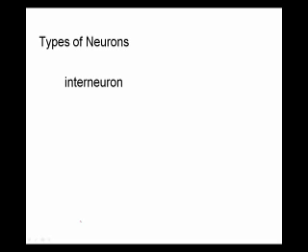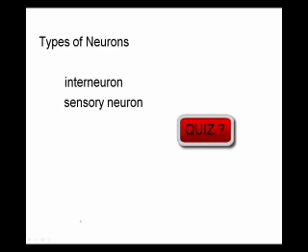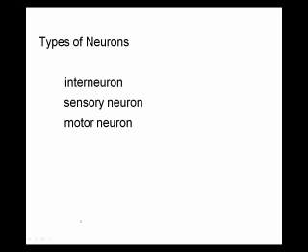Interneurons are neurons that are found completely within the central nervous system. Sensory neurons carry sensory input from peripheral areas of the body into the central nervous system. And then motor neurons send motor commands from the central nervous system out to muscles and glands.